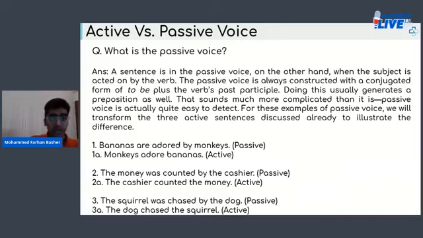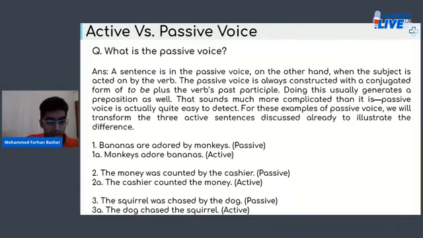Now we have to bring in was here because the sentence is now in the passive construction, and the subject of the verb counted is an uncountable noun. So this uncountable noun must be followed by a singular verb. So the main verb counted cannot stand on its own. It needs help from a helping verb. So you have the money was counted by the cashier. The money was counted by the cashier.